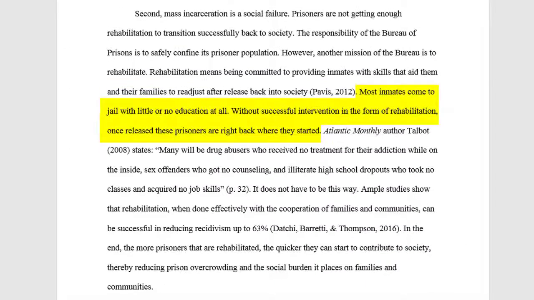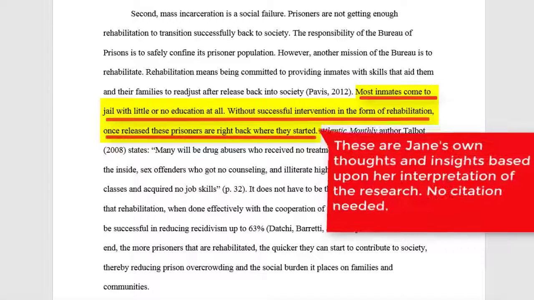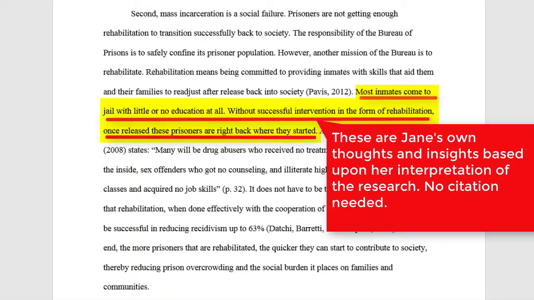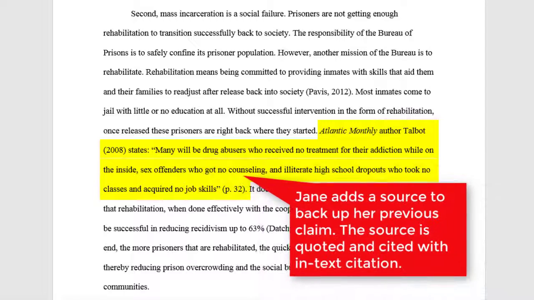Now, let's look at Jane's next two sentences. "Most inmates come to jail with little or no education at all. Without successful intervention in the form of rehabilitation, once released, these prisoners are right back where they started." Again, due to her research and thinking on this topic, Jane has formed her own position on this issue. This position belongs to her and is expressed in her own words, no citation needed. But again, because this is a research-supported essay, Jane also knows that she must add the voices of experts for support.